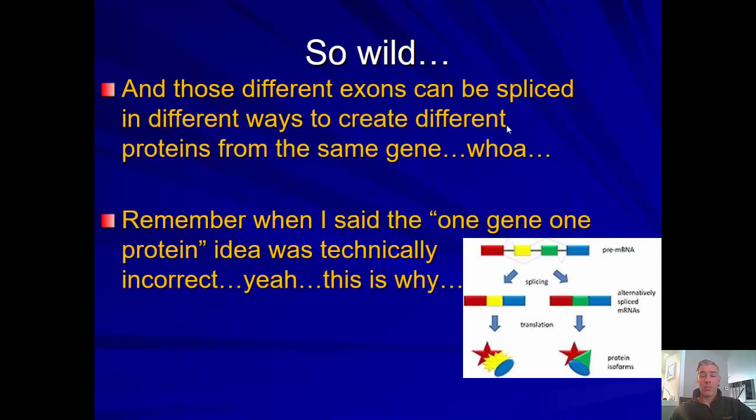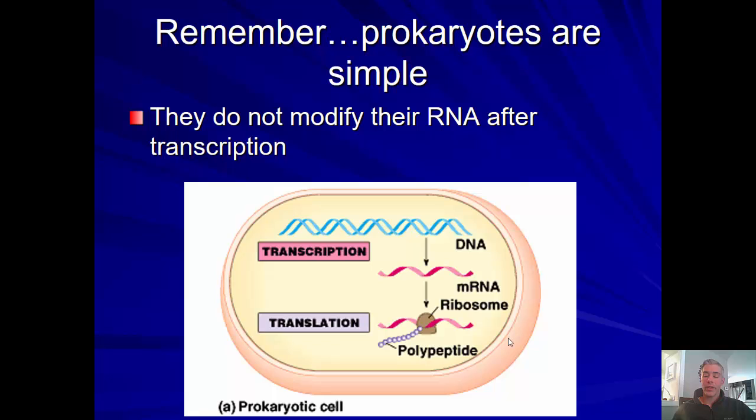And this is what I mentioned before, that we can do this alternative splicing, and this is showing a simplified version of that, where we can reorganize different exons, splice them together in different ways to create different proteins from one gene. And that's again why I said one gene, one protein, or one gene, one polypeptide is not technically correct.